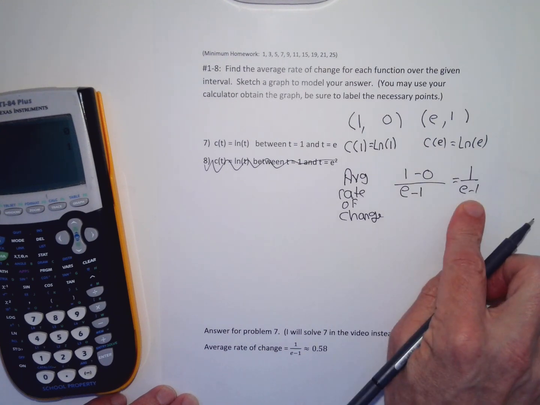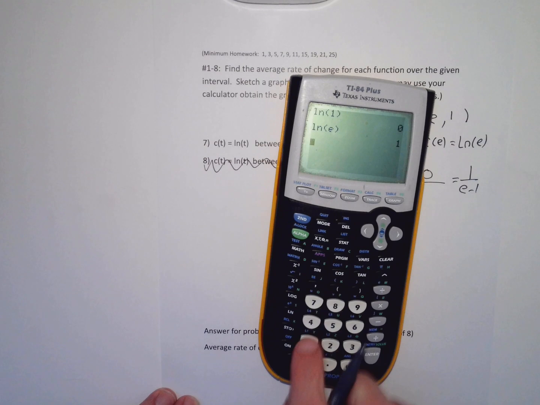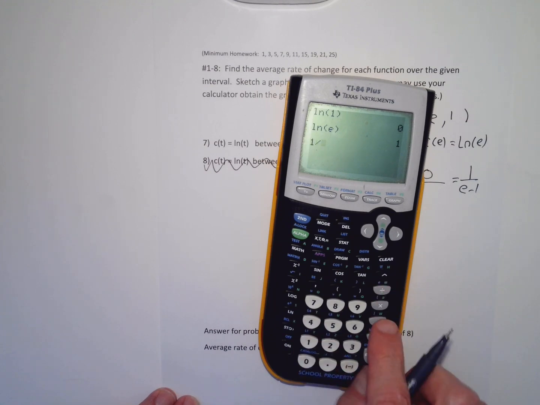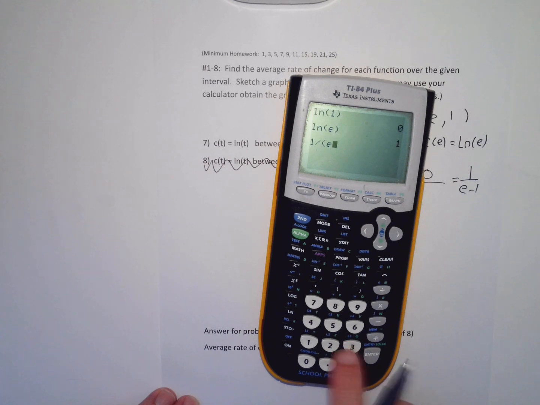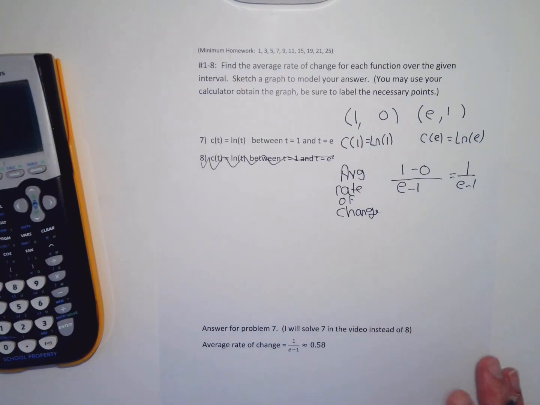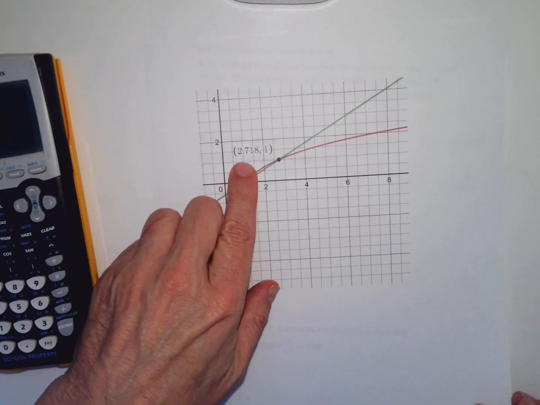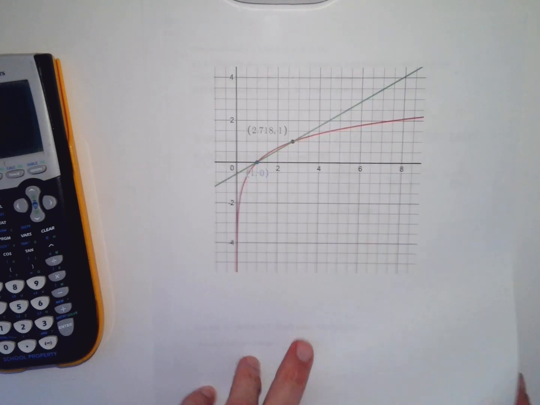That's a great answer. The equivalent decimal answer is 0.58. To get that decimal, I go 1 divided by parentheses, second and divide for e, minus 1. And there's my 0.58. I sketched a graph. I think this is actually yours. And e is 2.718. I couldn't get my program to write e. Again, not that big of a deal.